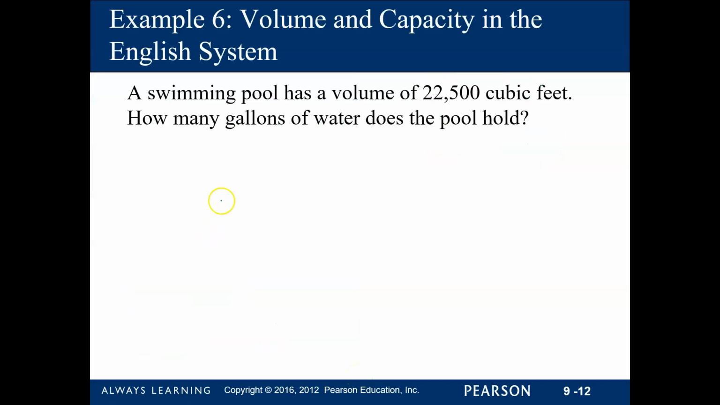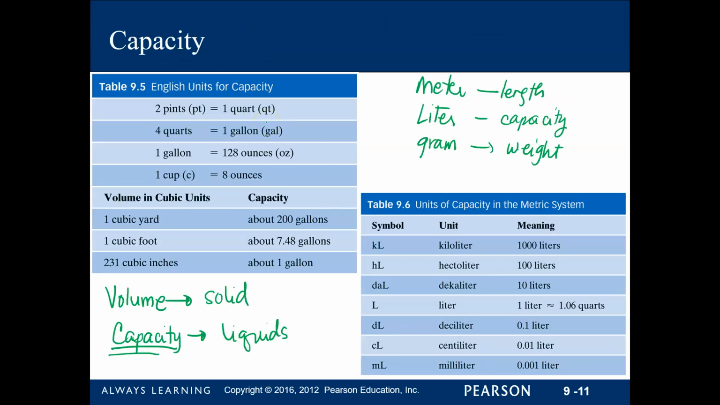So in this case, let's convert a swimming pool with a volume of 22,500 cubic feet. The question is, how many gallons of water does the pool hold? So it has a volume of 22,500 cubic feet, so feet to the third power. Now we need to change cubic feet to gallons. So going back, we take a look at cubic feet and gallons, and we have this conversion.